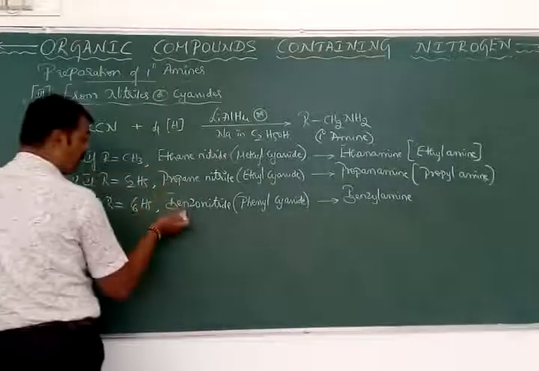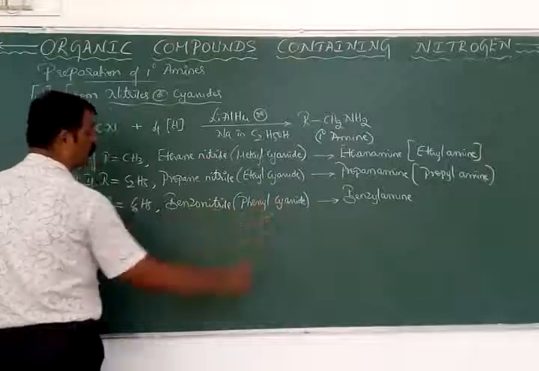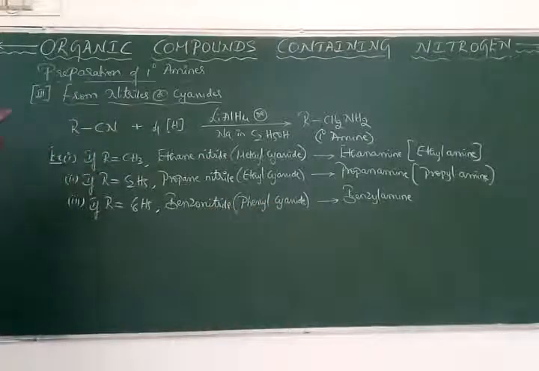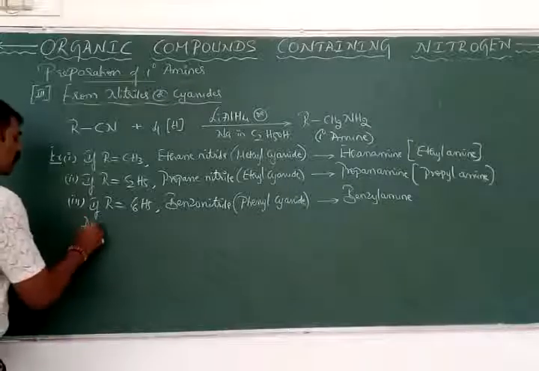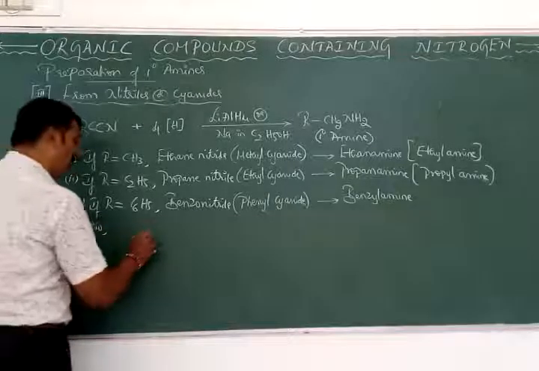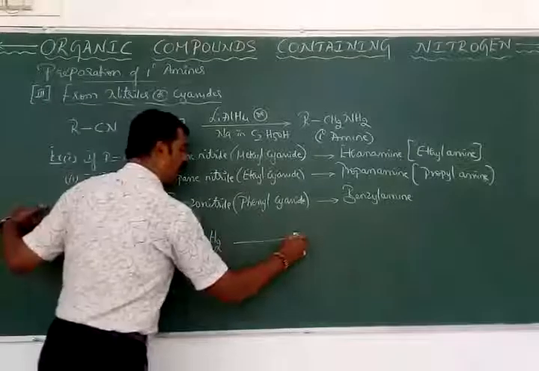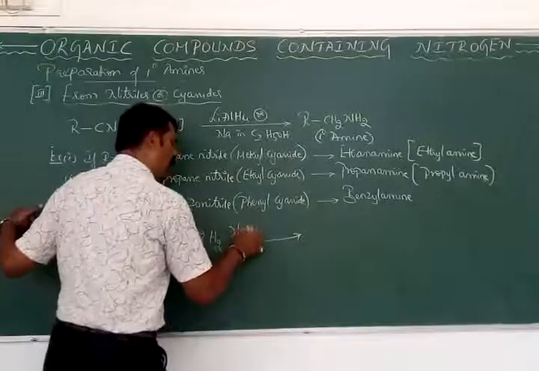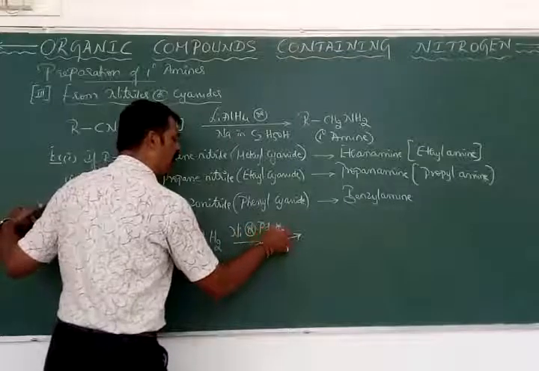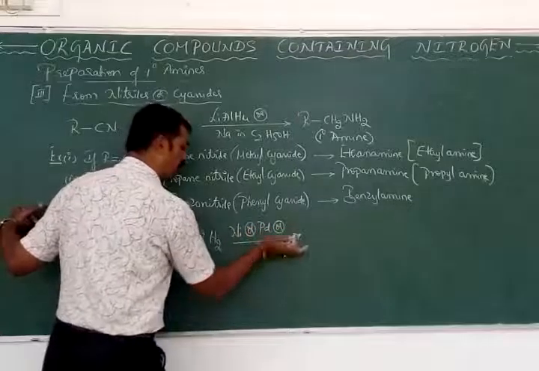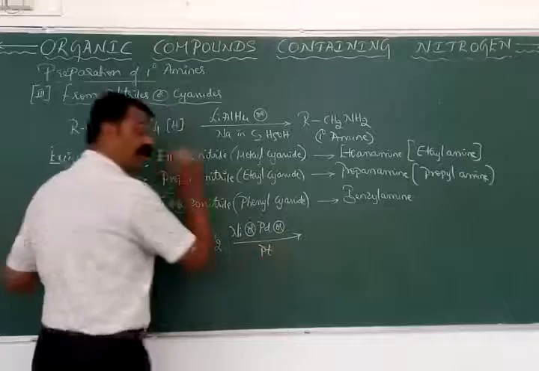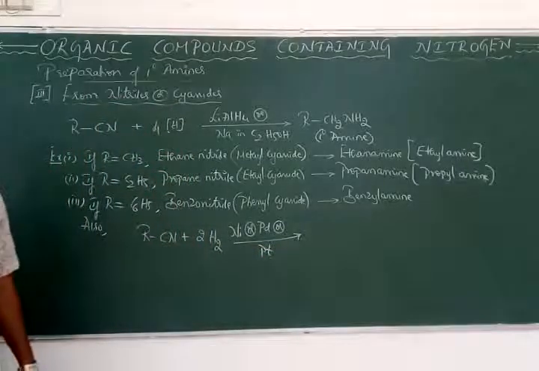Benzylamine is prepared by the reduction of benzonitrile, also called phenyl cyanide, using lithium aluminum hydride or sodium amalgam. We can also have RCN plus 2H2 in the presence of finely divided nickel, palladium, or platinum acting as a catalyst. We can use this also. It is called hydrogenation.